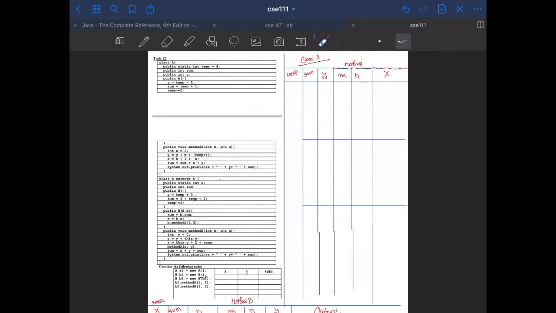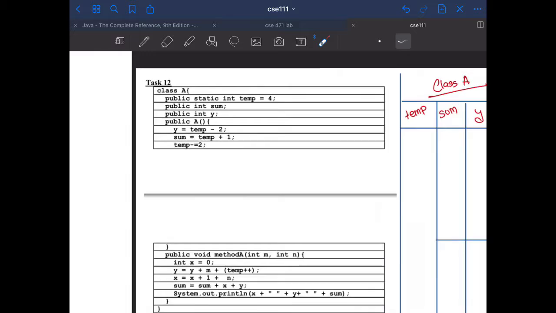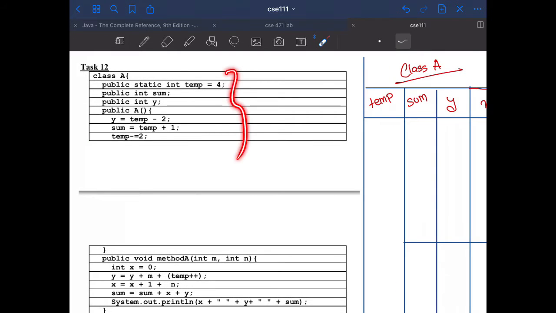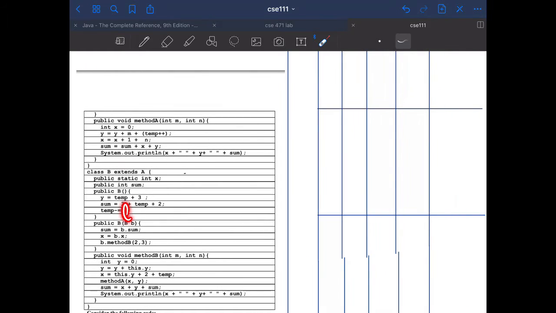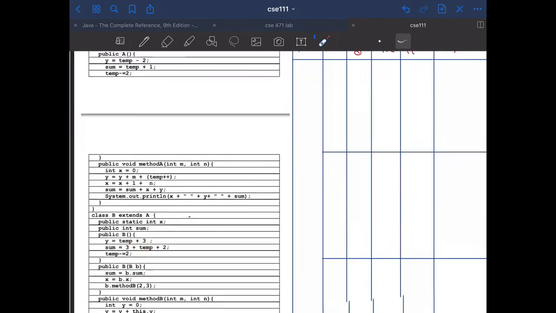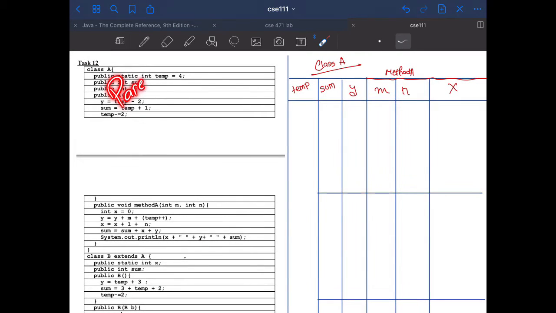Inheritance tracings are kind of complicated and hard to keep track of. However, we'll be going through this code right here, and we'll be creating our own tracing tables, which I already have created, and try to understand how the code works. Initially we have two classes, class A and class B. Class B is the child of class A, so class A is the parent.